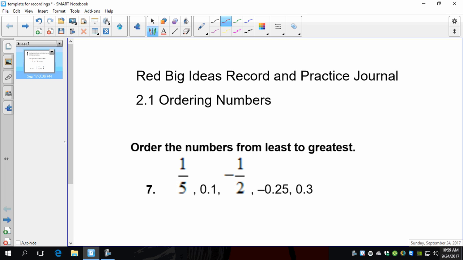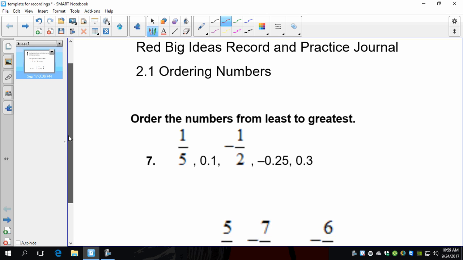Welcome. We are working through the Red Big Ideas Record and Practice Journal. We are now into Chapter 2, and we are working on ordering numbers. I have a couple examples from the Record and Practice Journal, which all students have to work problems out. We're going to start with number 7. It says, order the numbers from least to greatest.